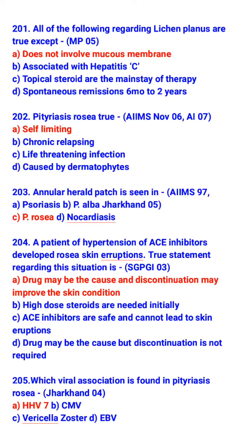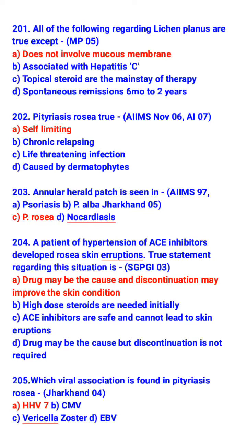All of the following regarding lichen planus are true except: does not involve mucous membrane. So it involves the mucous membrane also. What is true is it is associated with hepatitis C, topical steroids are the mainstay of therapy, and spontaneous remission occurs in 6 months to 2 years.